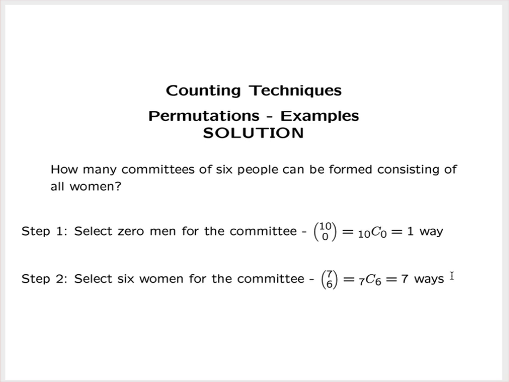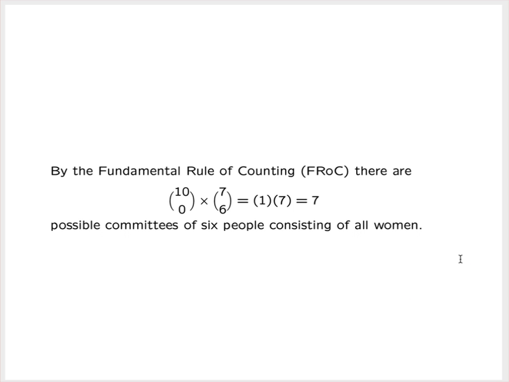How many committees of 6 people can be formed consisting only of women? Well, again, we can think of this as a 2-step process. Step 1 in this case would be to select 0 men for the committee. That can be done in 10 choose 0, or 1 way. Step 2 would be select 6 women for the committee. That can be done in 7 choose 6 ways, and that turns out to be 7. And so by the fundamental rule of counting, there are 7 possible committees of 6 people consisting entirely of women.